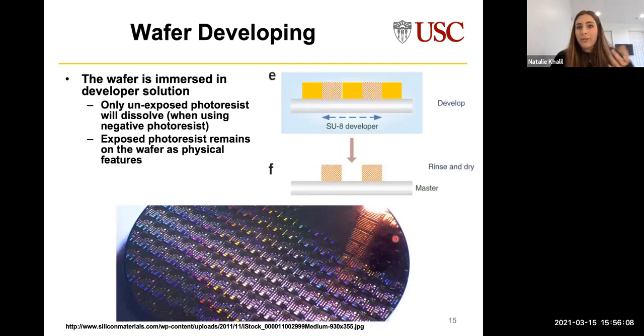And so this is called wafer developing. So to actually wash away those unexposed regions, the wafer is then immersed in a developer solution, which is pictured here, such that those unexposed regions will dissolve away, and you'll be left with just your exposed regions on the wafer as physical features. Okay, and here's an example of what that looks like. So this is a silicon wafer with tons of small features on its surface.